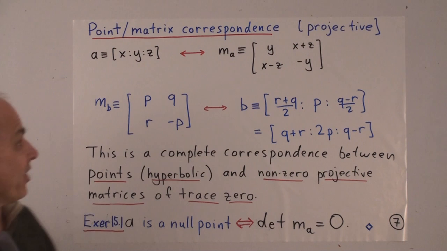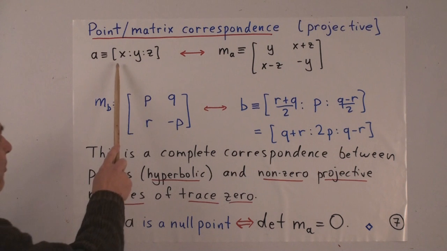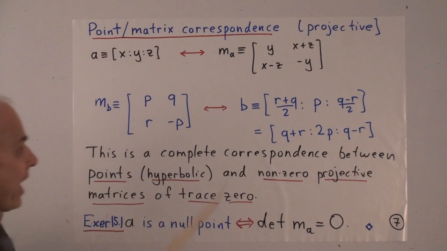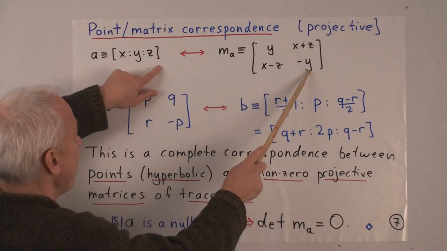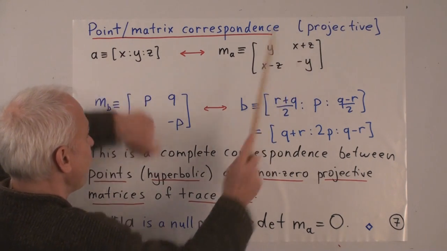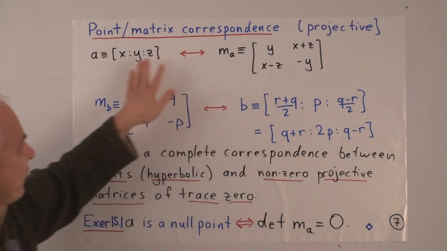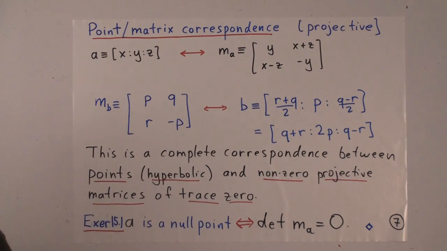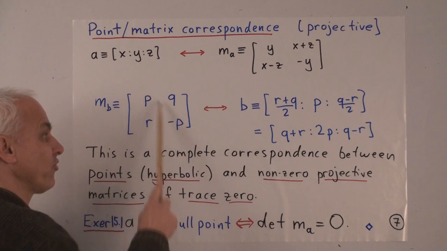So let's give this correspondence a name. Let's call this the point matrix correspondence. Between the point x, y, z, that's a point in our hyperbolic plane that we've been studying, and the associated matrix M sub A, which is y, x plus z, x minus z, minus y. And these are associated. If we know this, we can get this. Also, if we know this, we can get this pretty easily too. So suppose we start with the matrix, say M sub B, and it happens to be P, Q, R, minus P. So still of this form, still of trace 0 form.